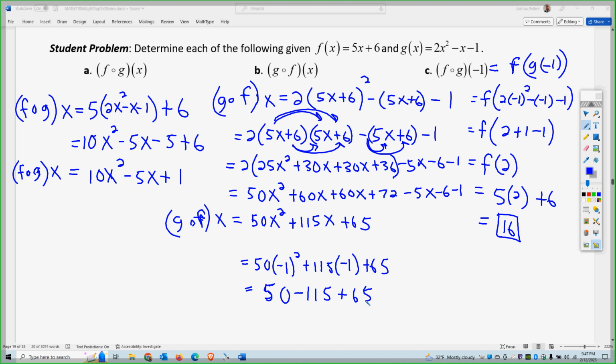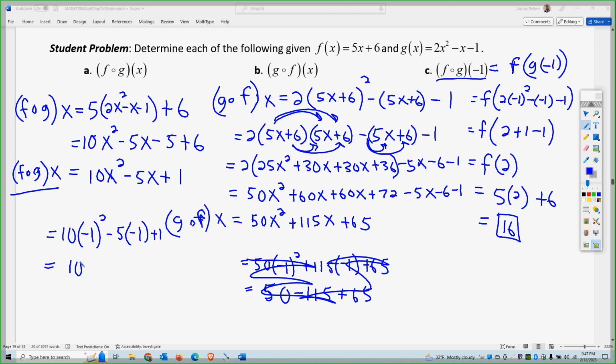Oh, I plugged it in the wrong one. I'm sorry, that's my mistake. It's got to go in the other one. So this is 10 times negative 1 squared minus 5 times negative 1 plus 1, right? Because this is the same as this over here. I plugged in the wrong one. So this is really 10 plus 5 plus 1, which is 16. There we go, we got it. Okay, let's go to the next page.